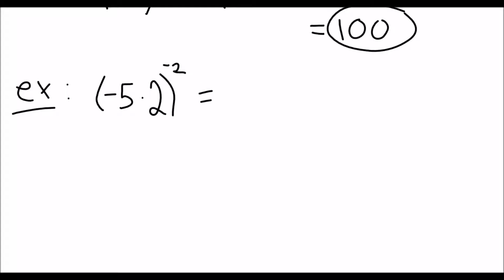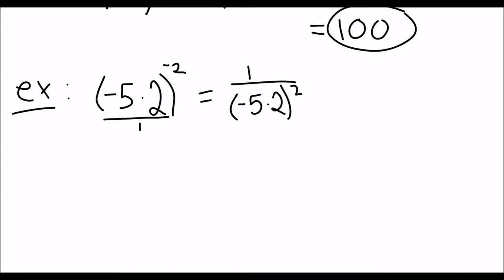So what we want to do is, we know when we have a negative exponent, it has to go on the other side of the division line. So since right now this is technically saying this is all over 1, we're just going to flip it. And we're going to say 1 all over negative 5 times 2 squared.